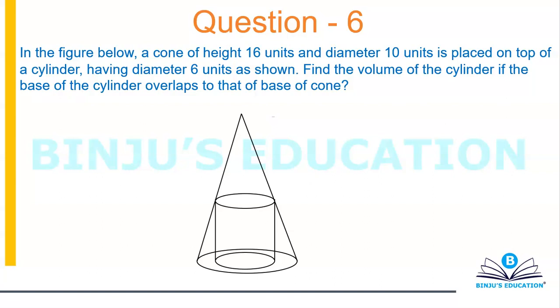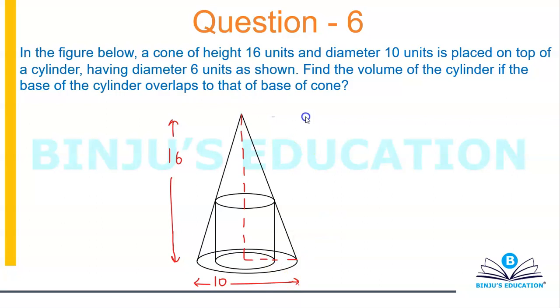All right, let's see what we can do with this one. In the below figure, a cone of height 16 units. So this height is 16 and diameter 10. So this here it's 10 is placed on top of a cylinder having diameter 6 units as shown.